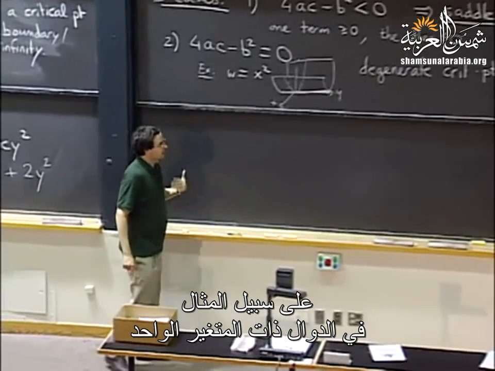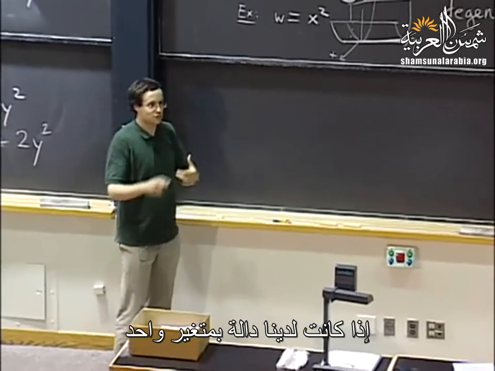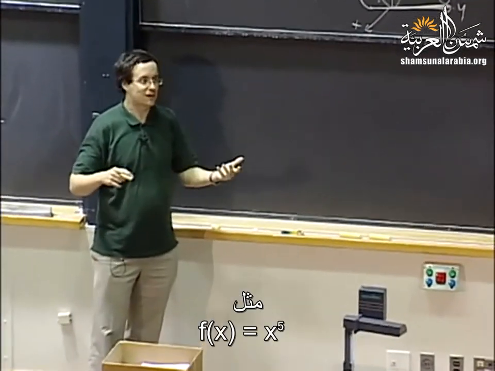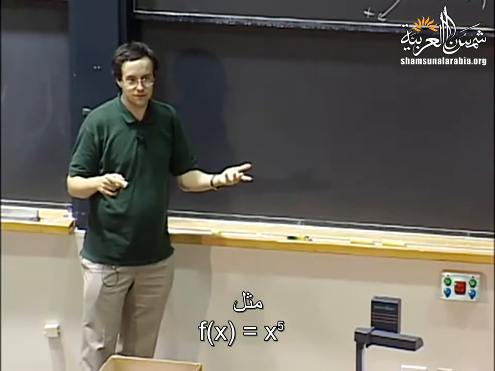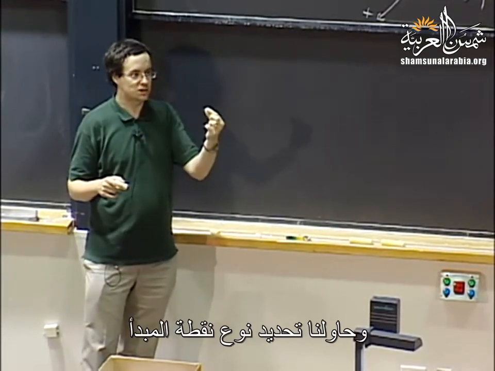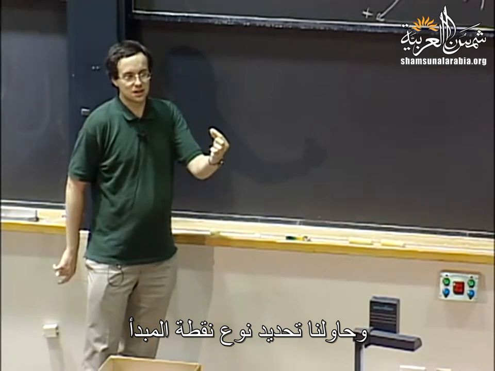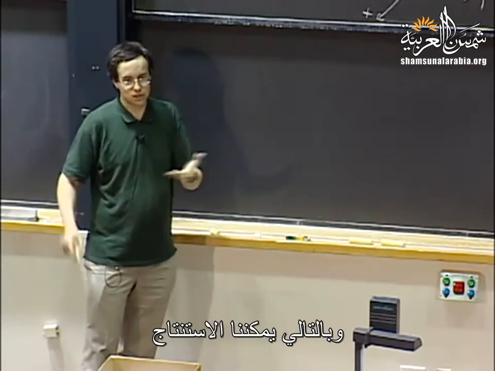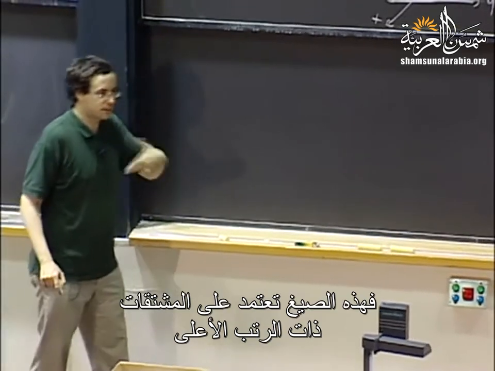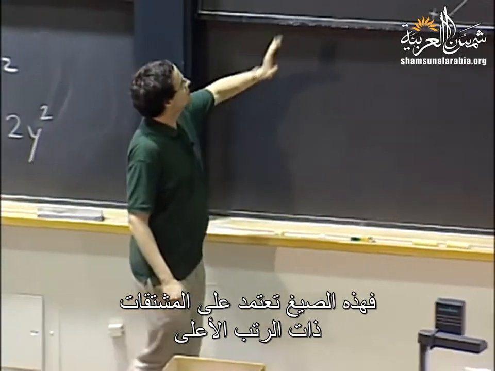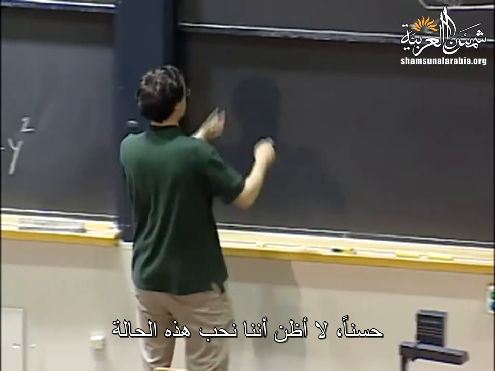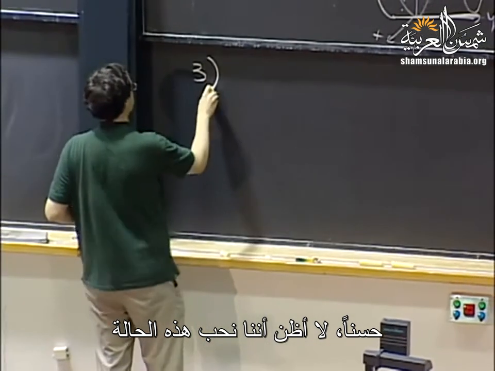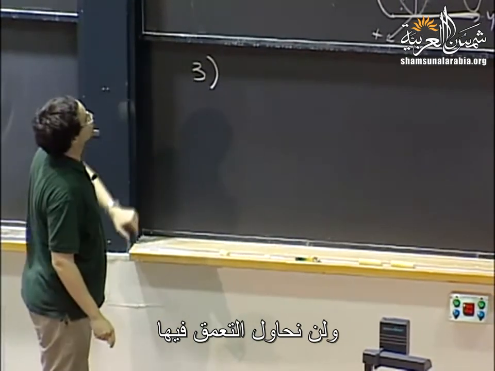See, for example, in a function of one variable, say f of x equals x to the 5, if you try to decide what type of point the origin is, you're going to take the second derivative, it will be 0, and then you can't conclude, because things depend on higher order derivatives. So we just won't try to figure out what's going on in this case.